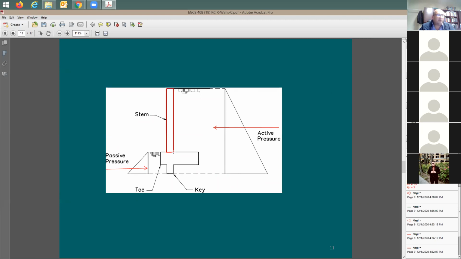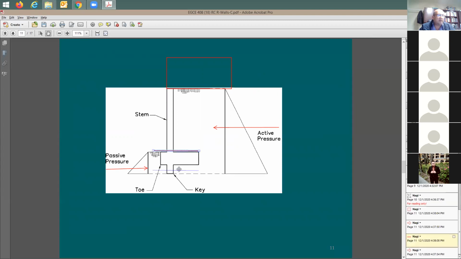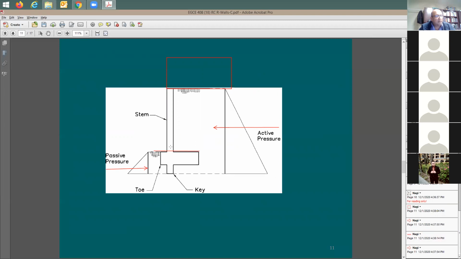Now, where's the critical section for the moment? Someone's going to say, let me just put this here for now. I was going to say it's right here, where it connects to the footing. Someone else is going to say right here. What do you guys think? Above the footing or below the footing? Critical section for moment, the point of maximum moment on the wall itself. I think it's going to be on top of the footing, because if we assume it as a cantilever beam, then the top of the footing is going to be the face of the support, which is fixed. This is correct. So I'm going to say this is the critical section for the moment when it comes to design of the wall.